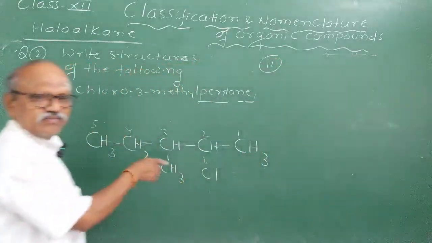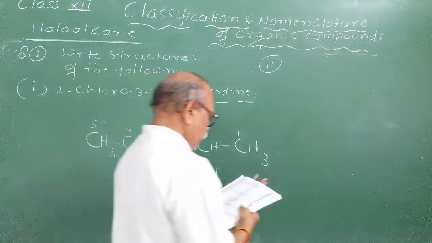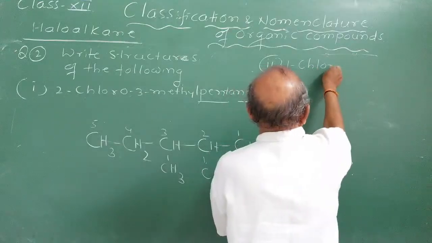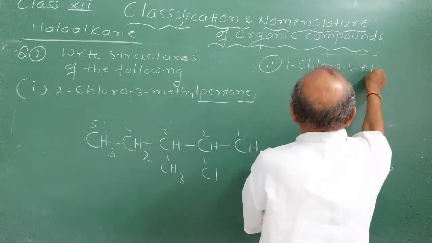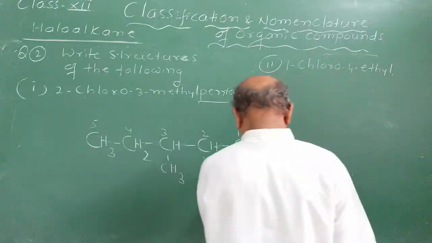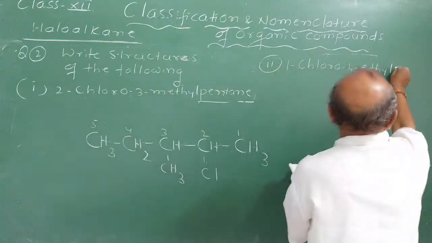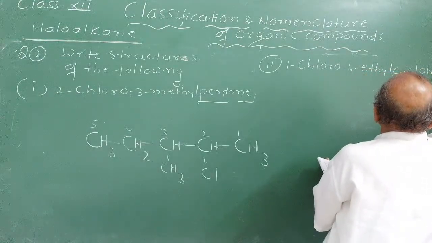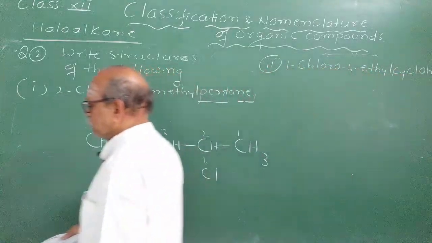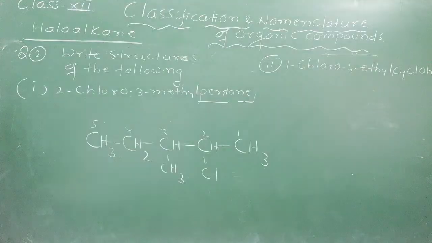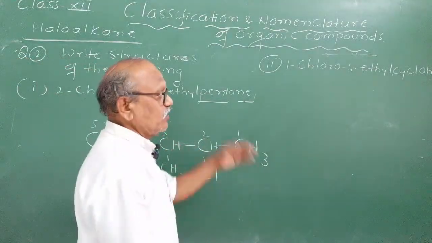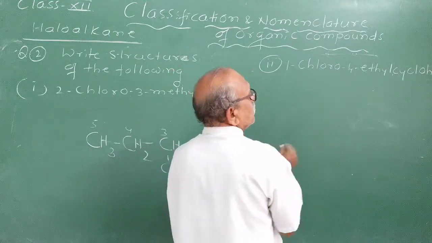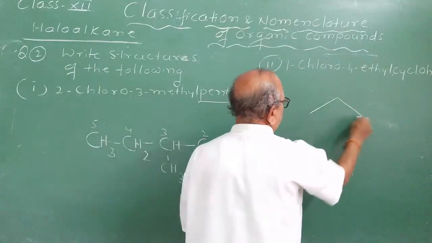Any doubts in this? Try this one: 1-chloro, 4-ethyl cyclohexane. How will the cyclohexane be drawn? Only hexane will have the straight chain. Cyclohexane is represented by a regular hexagon.